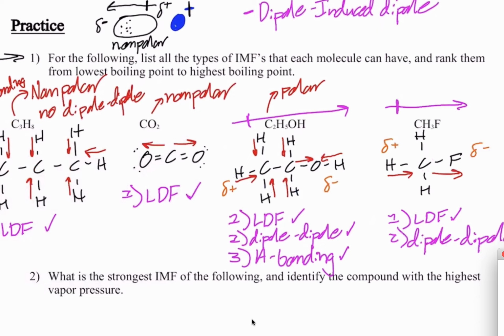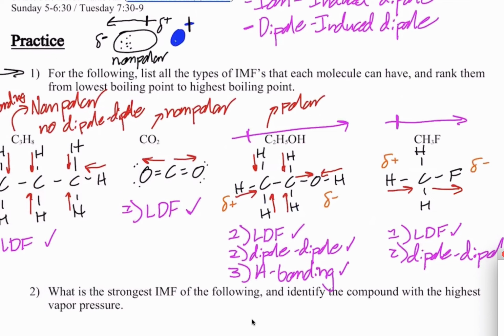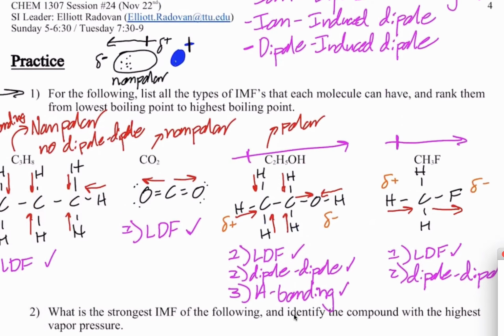Now we have to rank these molecules from lowest boiling point to highest boiling point. So we have to figure out how to interpret boiling point as it relates to intermolecular forces. A lower boiling point is going to have weak IMFs. So those are weak. And when we have a high boiling point, that's going to be strong.